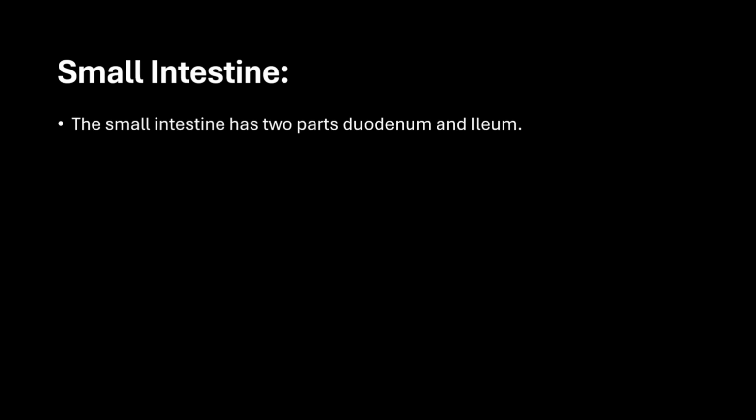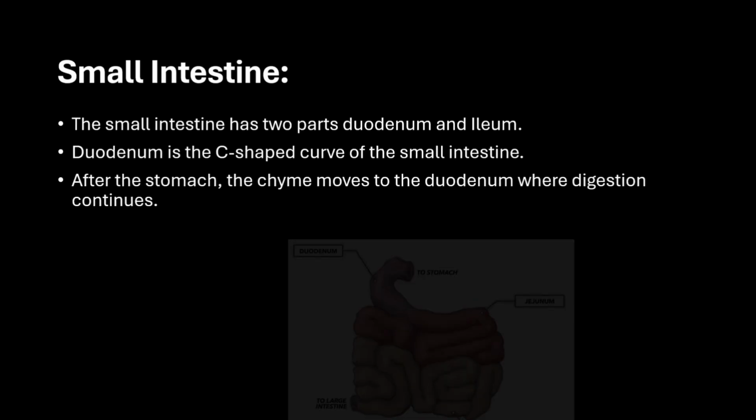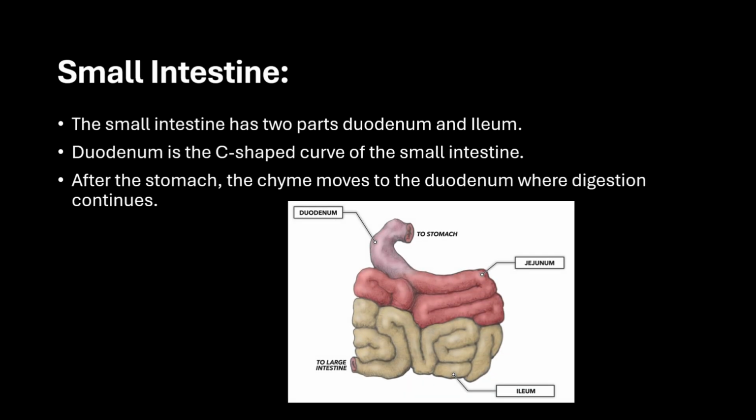Now let's move on to the next destination of this digestion process, which is the small intestine. After the chyme is formed in the stomach, it moves into the small intestine. The small intestine is divided into two parts, the duodenum and the ileum. The duodenum is a C-shaped curve of the small intestine coming from the stomach, and after the stomach the chyme moves to the duodenum where digestion continues, then the ileum.